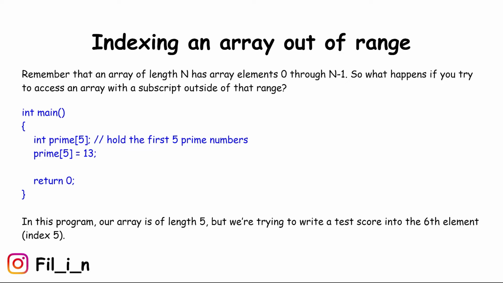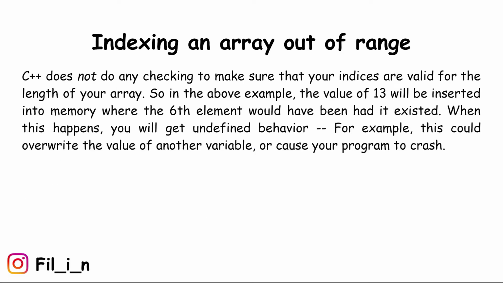In this program, our array is of length 5, but we're trying to write a prime number into the 6th element, index 5. C++ does not do any checking to make sure that your indices are valid for the length of your array. So in the above example, the value of 13 will be inserted into memory where the 6th element would have been had it existed. When this happens, you will get undefined behavior. For example, this could overwrite the value of another variable, or cause your program to crash.